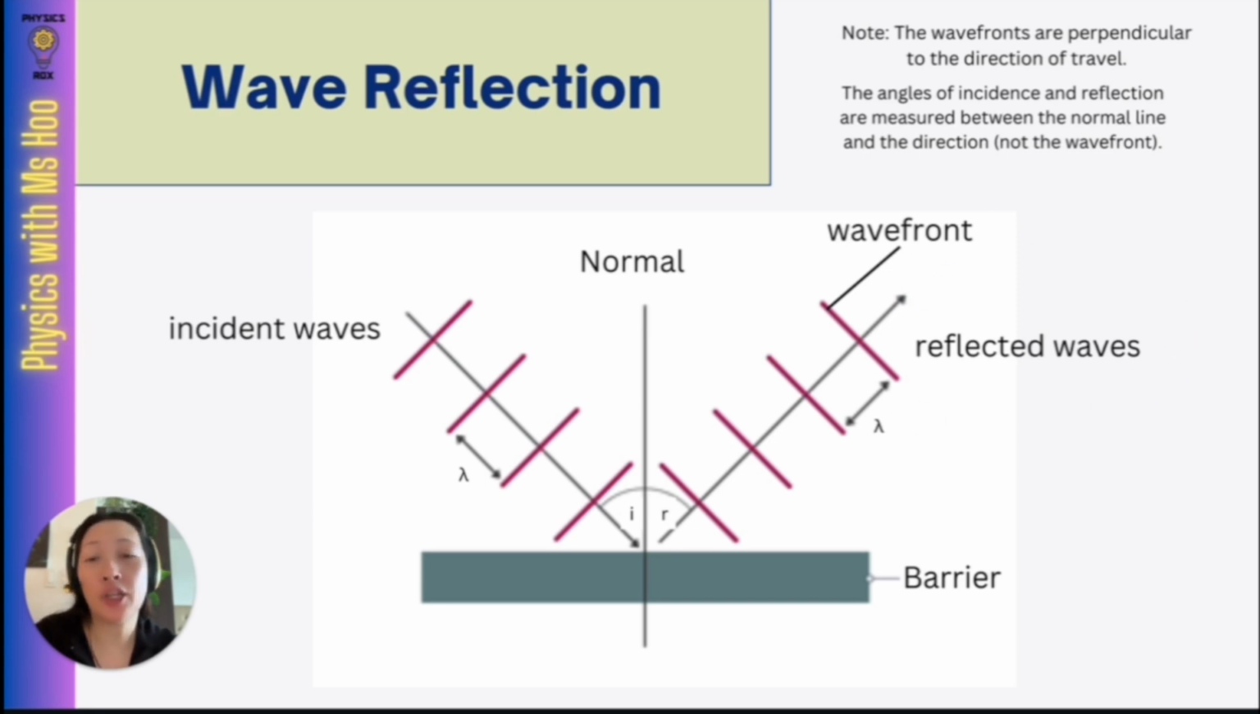Now when we measure the angle of incidence, we measure not from the wavefront, but from the direction of travel of the waves to the normal. Remember that the wavefronts are perpendicular to the direction of travel. As you can see from this diagram, we measure the incident angle from the direction of the incident waves to the normal, and the reflected angle is measured between the direction of the reflected waves and the normal.